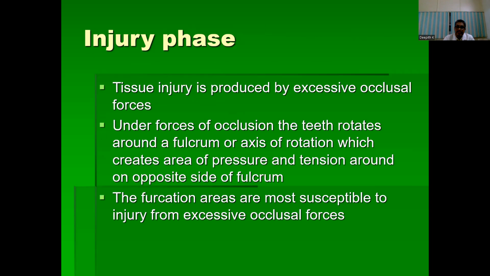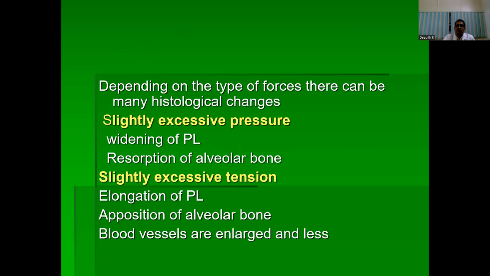What happens in the injury phase? In tissue injury produced by excessive occlusal forces, under forces of occlusion, the tooth rotates around a fulcrum or axis of rotation, which creates an area of pressure and a tension on opposite sides of the fulcrum. Depending on the type of force, there can be many histological changes.